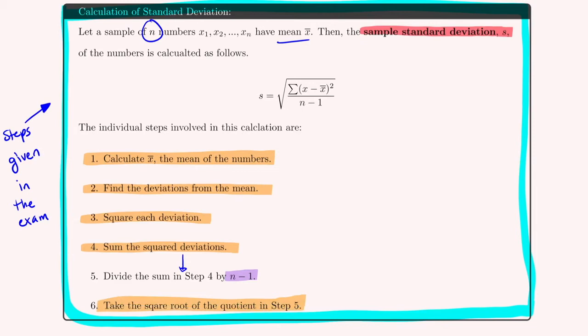So keep this portion of the notes visible, and let's go to our next example. In this example, I'm asked to find the standard deviation for this list of data.